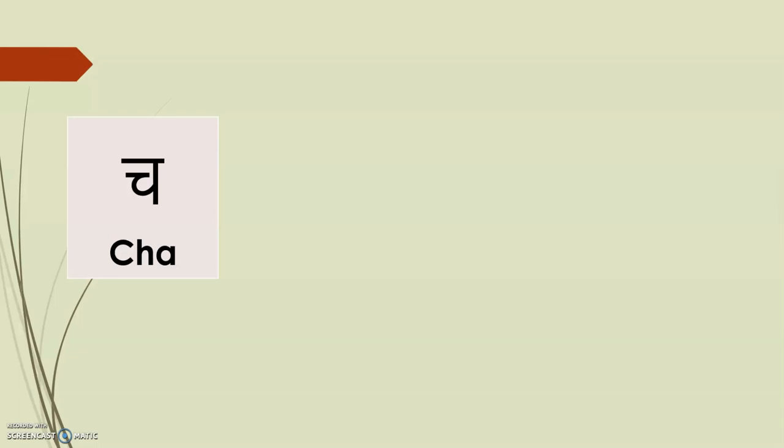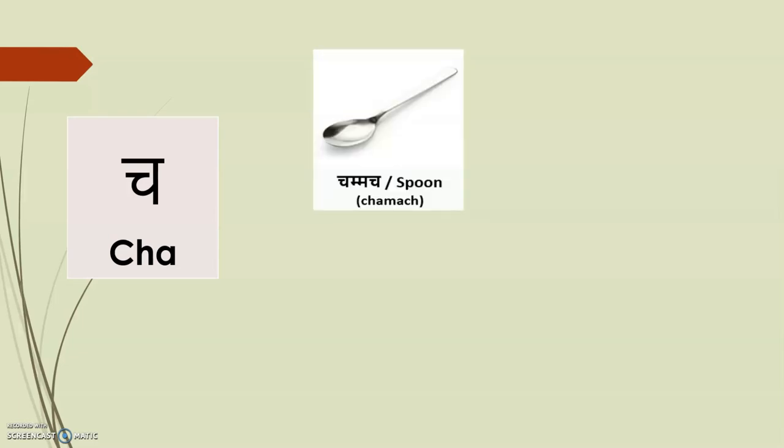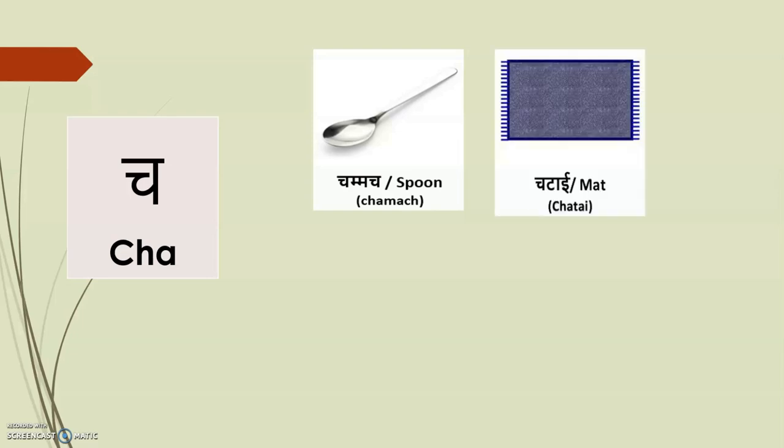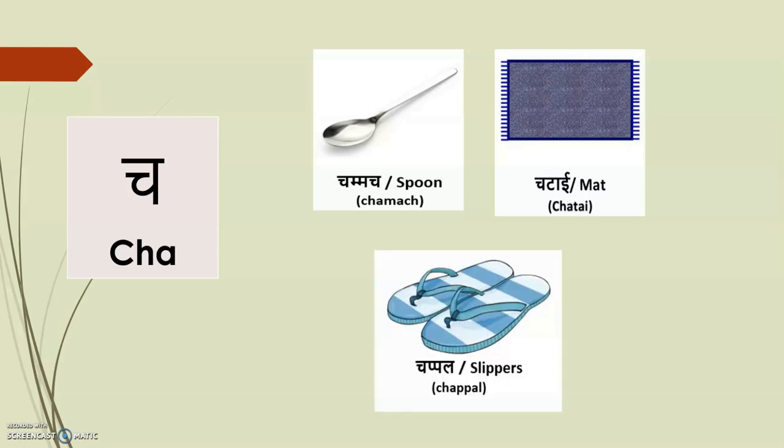The first letter that we see here in the second group is Ch. Here in the first picture, we can see a spoon, which is called Chammach in Hindi. In the next picture, we can see a mat, which is called Chatai in Hindi. If we go to the third picture, we can see slippers. It is called Chappal in Hindi.